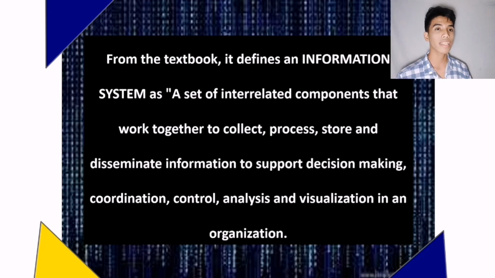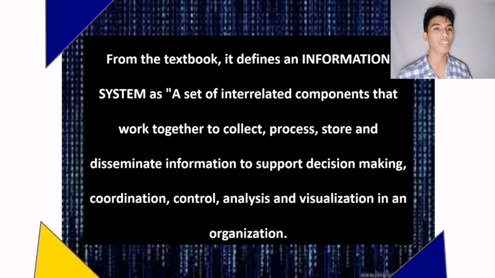We can say that the main purpose of information systems is to transform data into information. From the textbook, an information system is defined as a set of interrelated components that work together to collect, process, store, and disseminate information to support decision-making, coordination, control, analysis, and visualization in an organization. Interrelated components means things are closely connected or linked to each other.